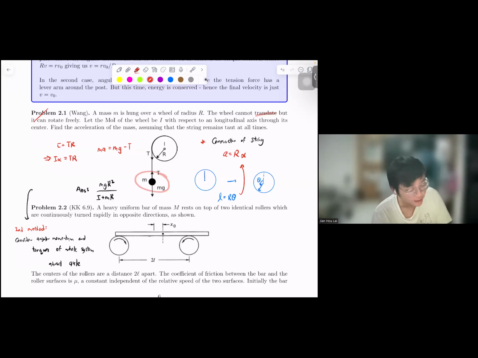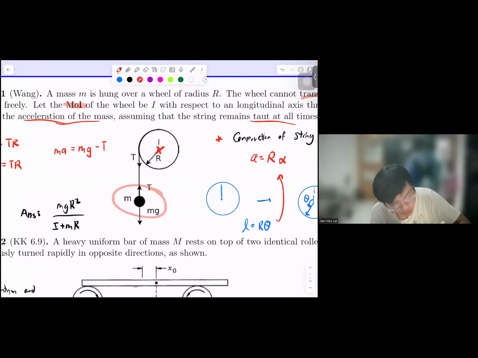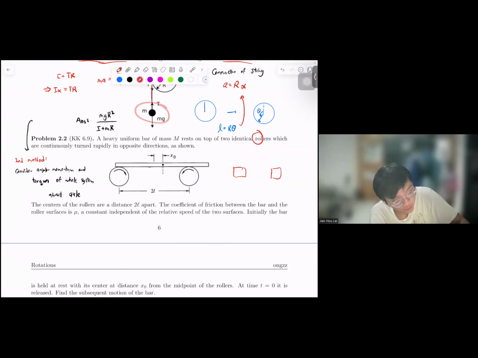Okay, so let the moment of inertia, MOI, of the wheel be I with respect to the longitudinal axis through its center. There will be the moment of inertia about this center, and we want to find the acceleration of the mass, assuming the string remains taut at all times. Just keep in mind that we are talking about the string, right? Let's say you analyze the object on this pulley.